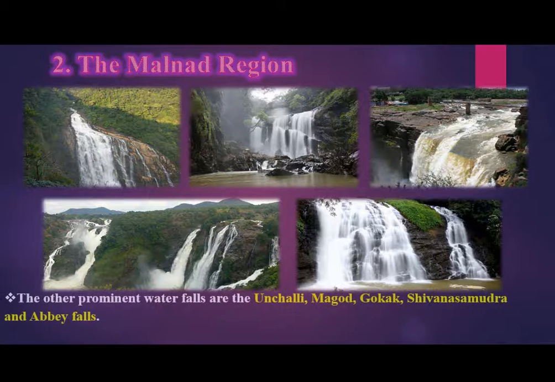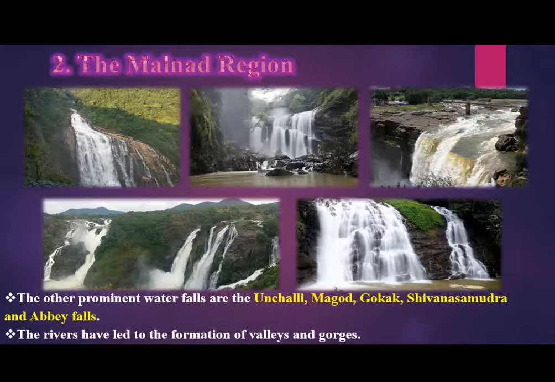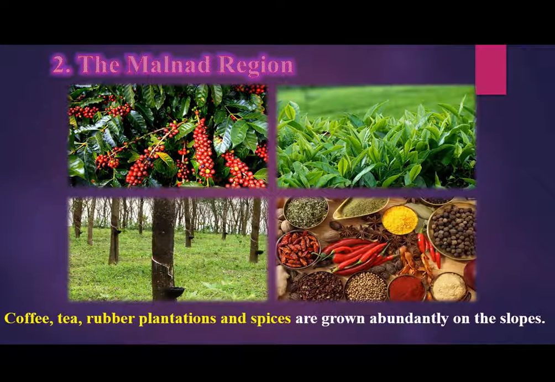We can see some of the other waterfalls in Karnataka: Unchalli, Magod, Gokak, Shivanasamudra and Abbey falls. These are the famous falls we have in Karnataka. The rivers have led to the formation of valleys and gorges, and we can also see some of the good crops which we can grow in the Malnad region: coffee, tea, rubber plantations, and spices which we grow abundantly on these slopes. These are very costly crops which we can grow in the Malnad region, students.